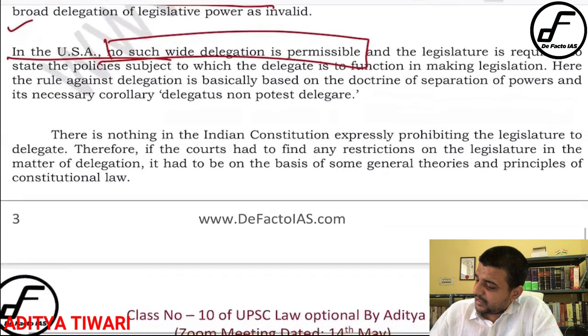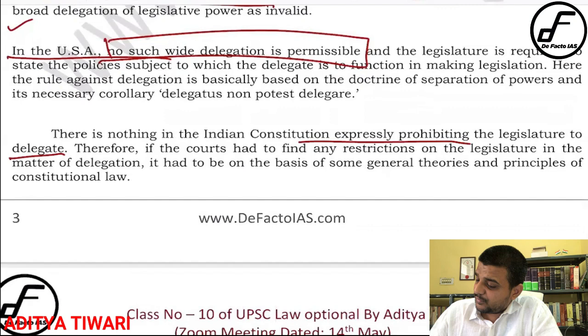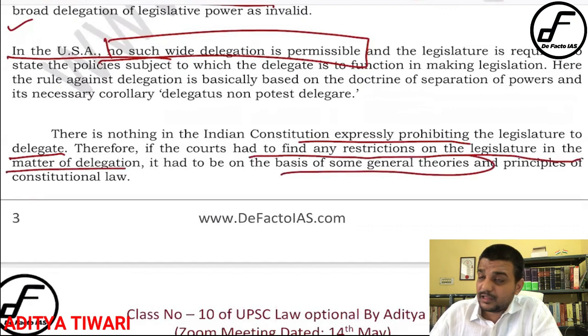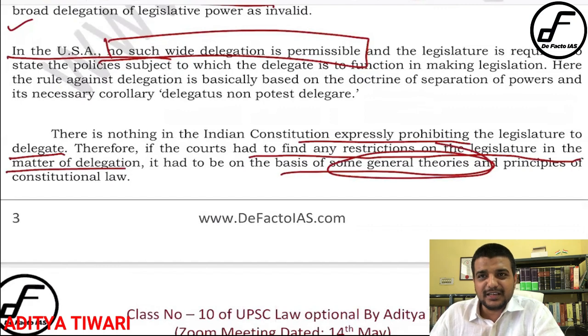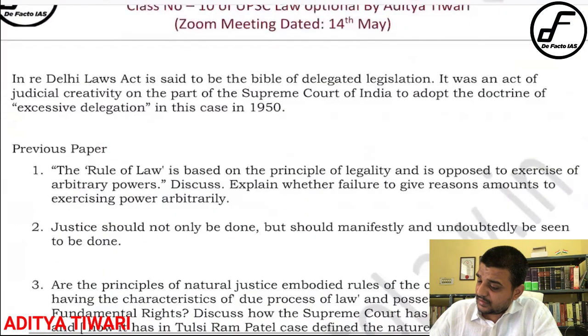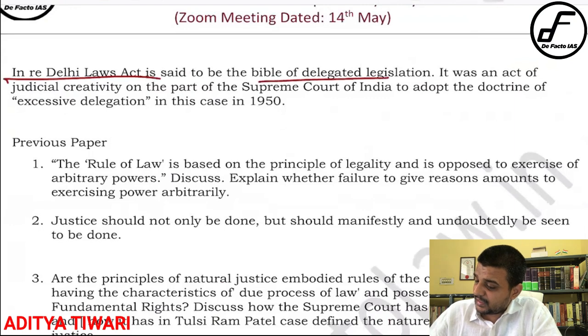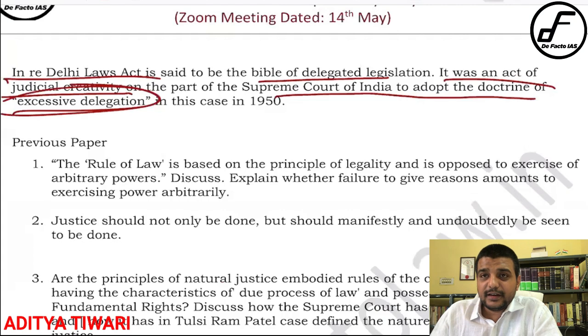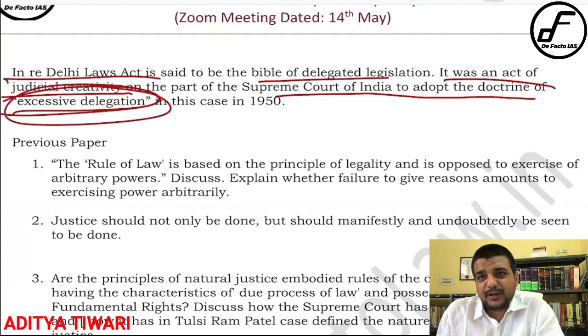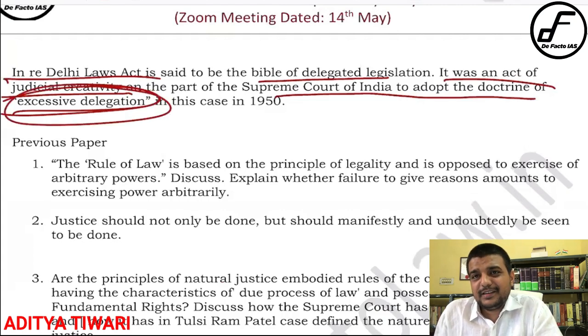There is nothing in the Constitution expressly prohibiting the legislature to delegate. Therefore, if the court has to find any restriction on the legislature in the matter of delegation, it has to be on the basis of some general theories, right? The general theory is excessive delegation. Essential function cannot be delegated, and that general theory was based on that particular case law, In re Delhi. Okay, principle of constitutional law. Okay, in In re Delhi, see, the Bible of delegated legislation, it was an act of judicial creativity on the part of the Supreme Court to adopt the doctrine of excessive delegation, right? Sometimes there has been a philosophical question that the doctrine of excessive delegation is a judicially carved principle.